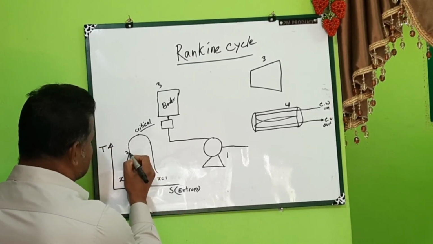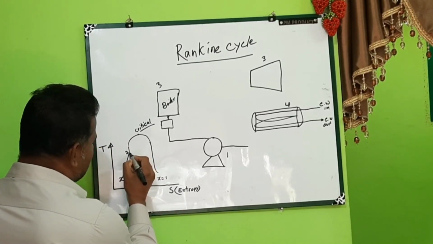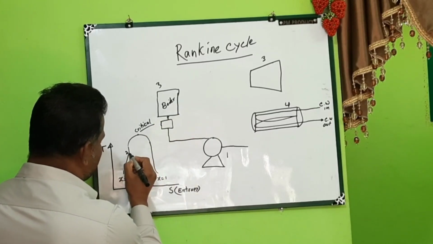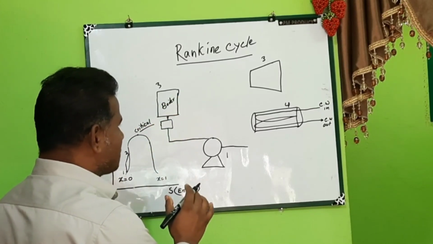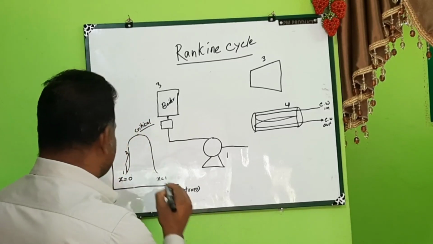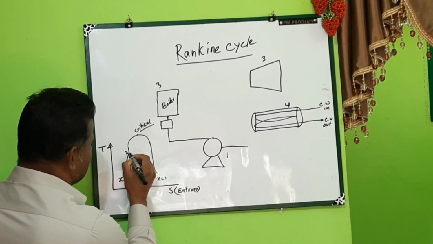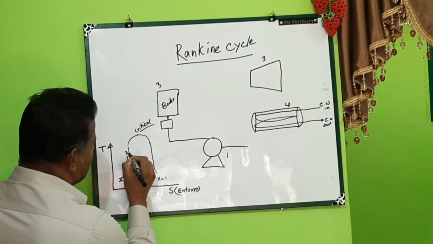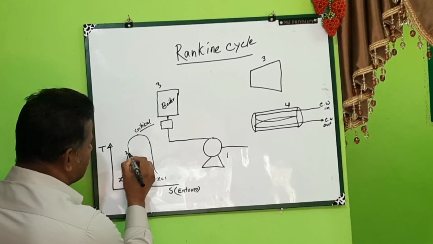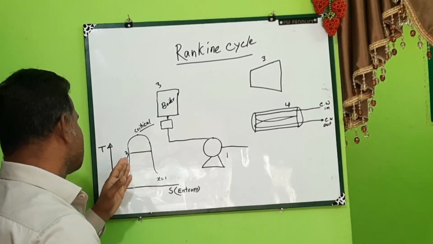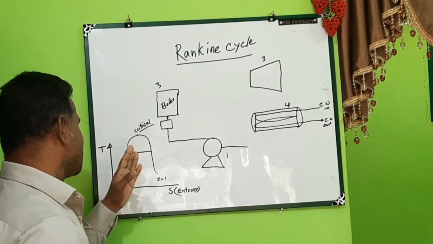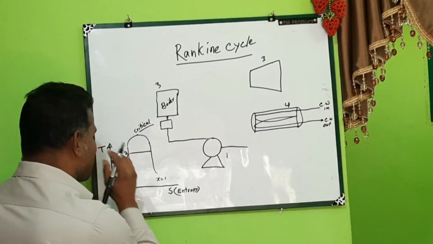After coming to this saturated point, we are providing heat on the boiler side, and the boiler side is at constant pressure, that's why it is called an isobaric process. In this isobaric process, after providing heat, the temperature will not increase. So what will happen? It will go to the state change. Why? Because the temperature does not increase and the pressure is constant, but we are providing heat.